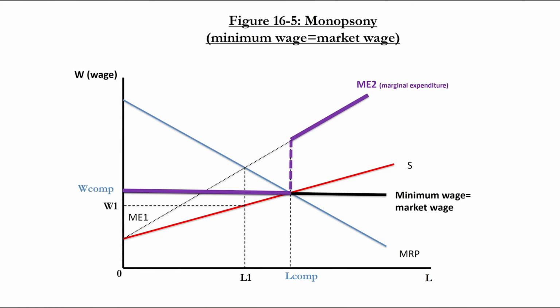Okay? Then basically, as you think about any minimum wage between W1 and even past W comp, they will actually improve welfare. But as it gets high enough, the minimum wage could actually cause firms, once the minimum wage gets above the level on the marginal revenue product curve that corresponds to L1.